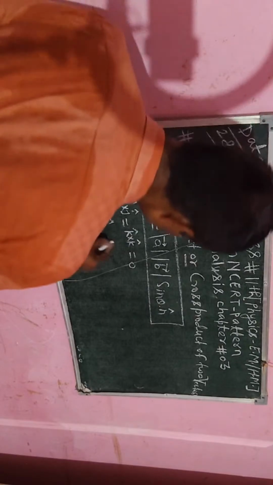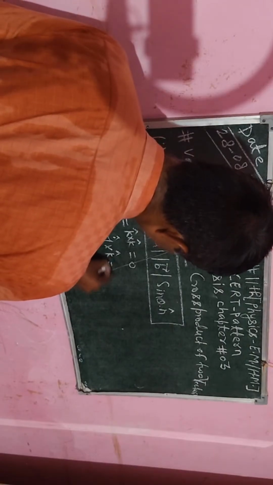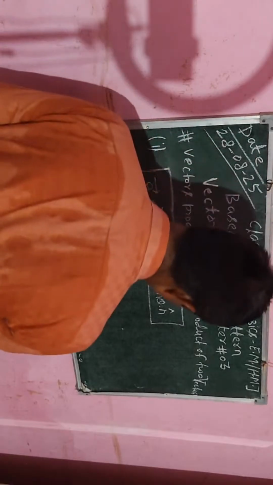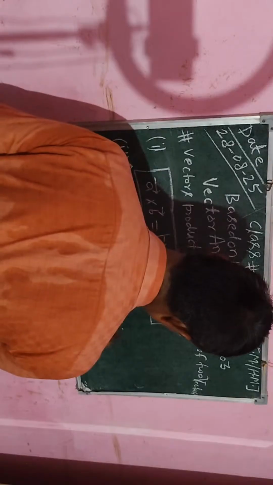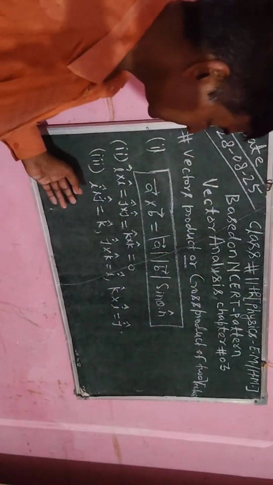Similarly, I write vector j cross vector k, its value will be vector i cap. Similarly, I will say vector k cap cross vector i cap, its value will be vector j cap. So students have to remember this concept also.